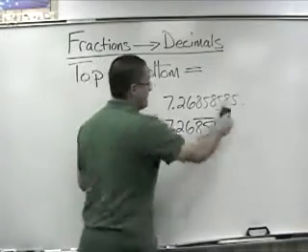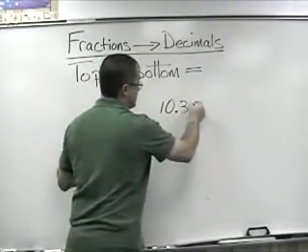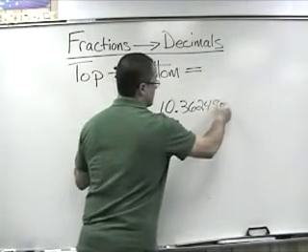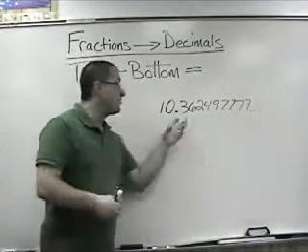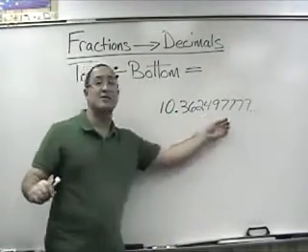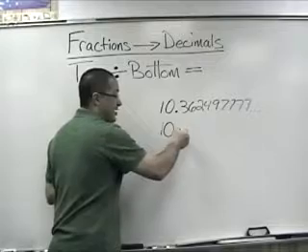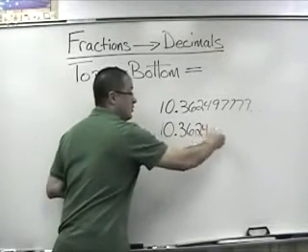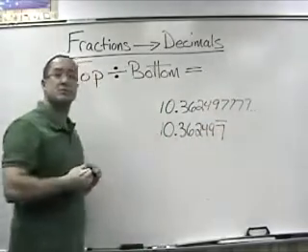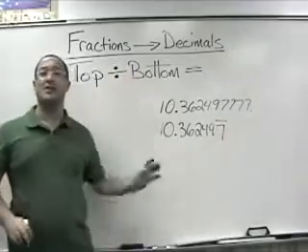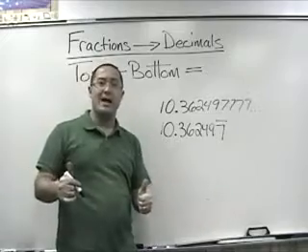Let's try another one to make sure you get it. 10.362497777 dot dot dot. Well, what's this going to look like? 10.36249 with a repeating bar over what? 7. Because from this point on, it's going to keep going 7, 7, 7, 7, 7 forever. Okay? We good with that? Make sense?